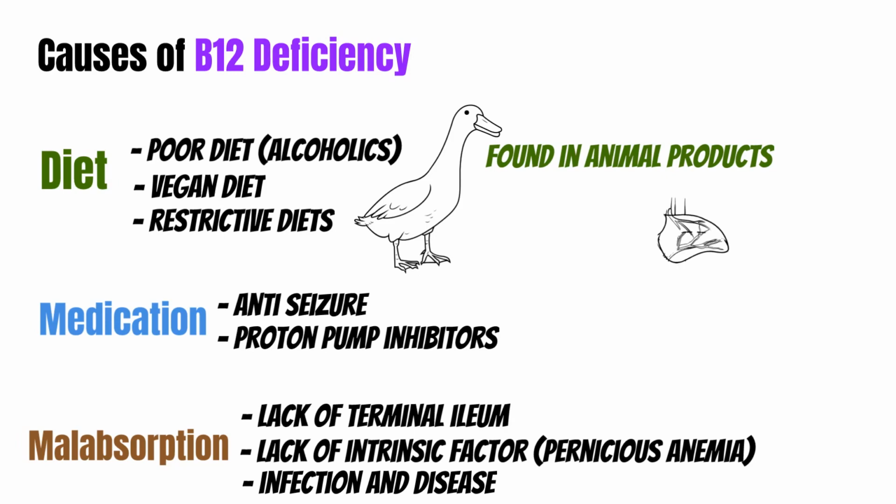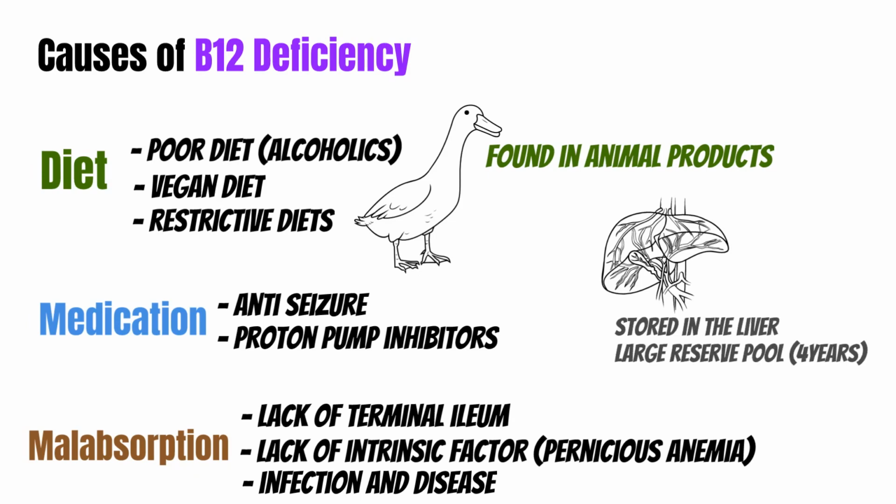B12 is stored in the liver, and there are large reserve pools, about 4 years' worth. So when we do replenish it, it shouldn't be falling into a lack unless we're falling into these categories of causes of vitamin B12 deficiency. So that's the important thing regarding causes. B12 deficiency is more common in older people. It affects about 1 in 10 people aged 75 and over. So it's relatively common, about 10% of people above the age of 75, predominantly because of the causes we mentioned above.